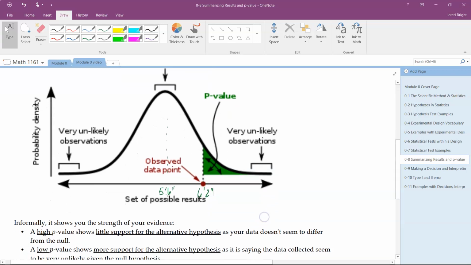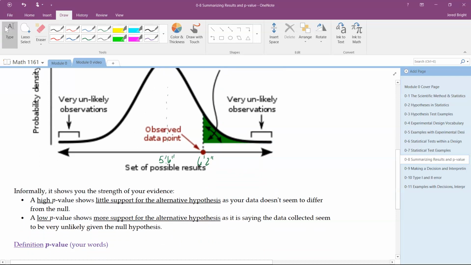But the idea with the p-value is that it effectively shows us how much support we have for our hypothesis. If we get a high p-value, then there's not a lot of support, because that's saying it's likely to happen under the null hypothesis. So it doesn't show enough support that it might differ from the null hypothesis. Whereas if we get a low p-value, that's going to show more support for the alternative hypothesis, because it's saying that it's unlikely to be true if we have the null hypothesis. So really what we want to do is look for low p-values.